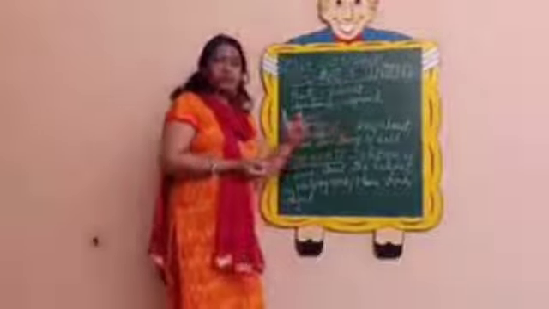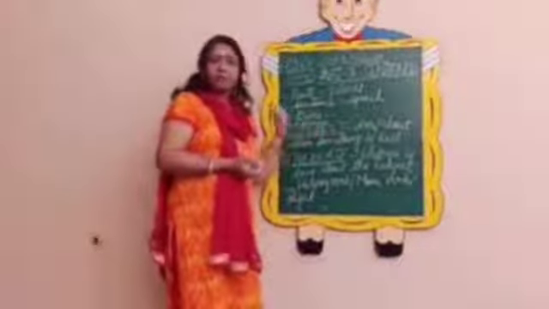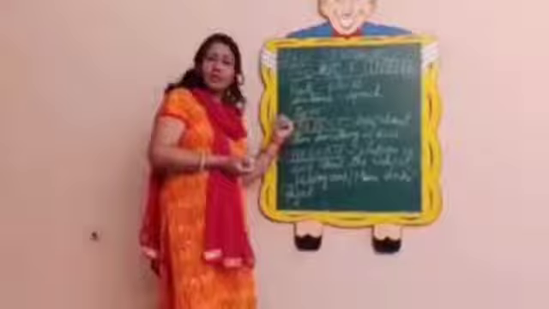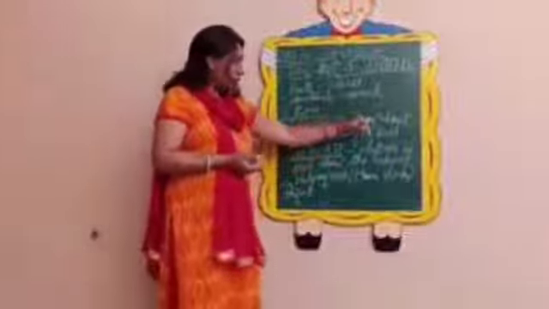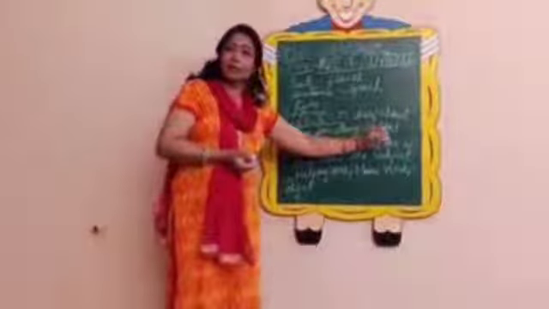For example, if I say Ram is playing. Now, who is playing here? The work is being done by whom? It's done by the doer, that is Ram. Or about whom something is said.